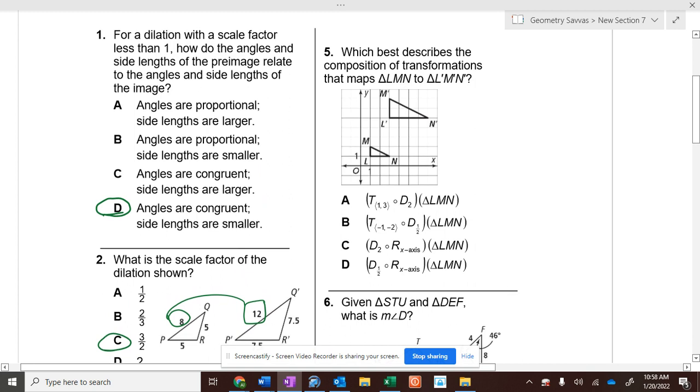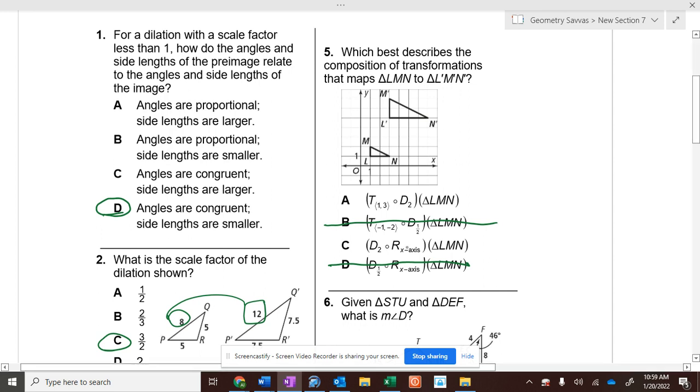Number 5. Did we move it? Now we're going from this one to this one. So it's an enlargement, right? So the only possibilities it could be are A and C, because we're dilating it to bigger.